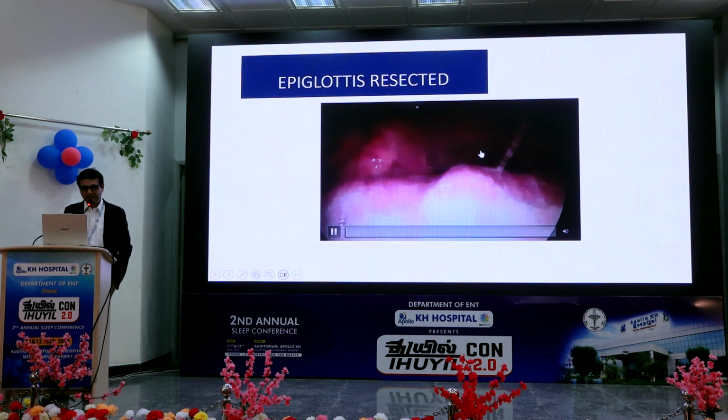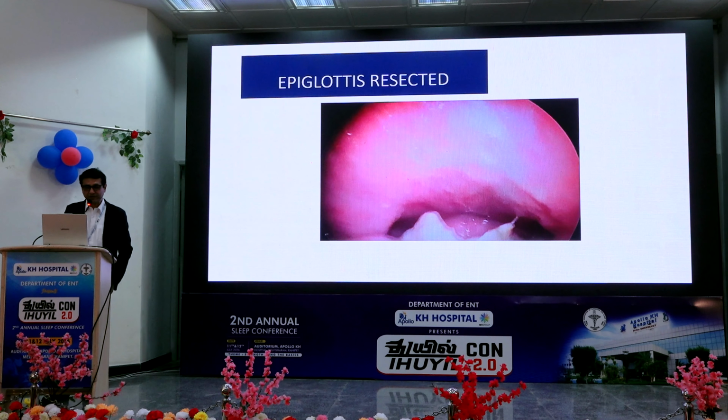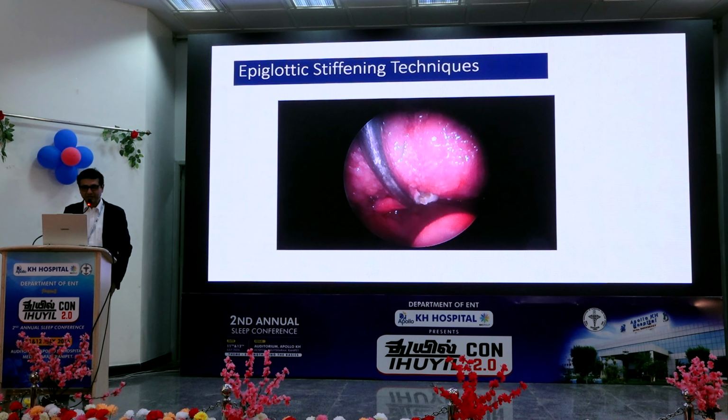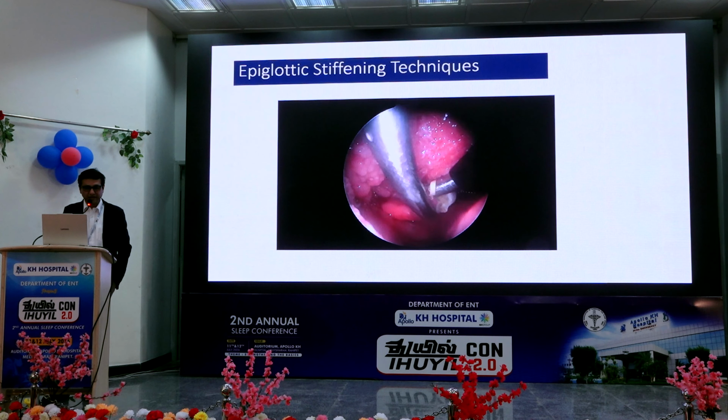Once you resect the epiglottis, there is nothing to worry about aspiration. Even though you remove the epiglottis, the chance of a safety mechanism is very good. The stiffening surgery, as we already discussed, is just coagulate, not ablate, coagulate at the base of the epiglottis along with the tongue base. Automatically it will plaster over the tongue base during the healing period, so it will improve the epiglottis collapse postoperatively.